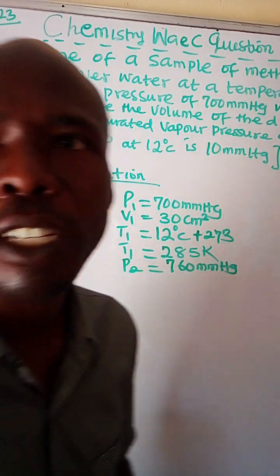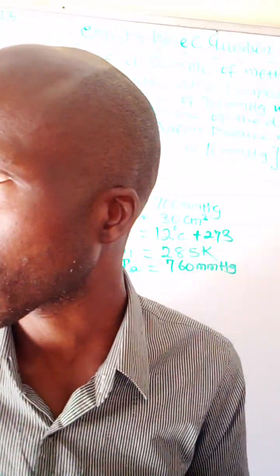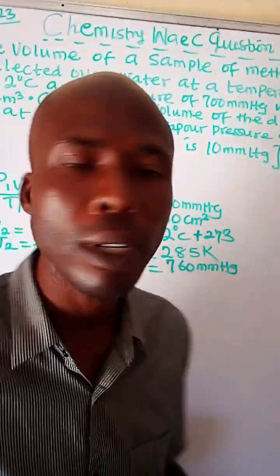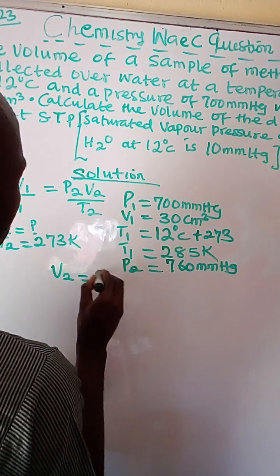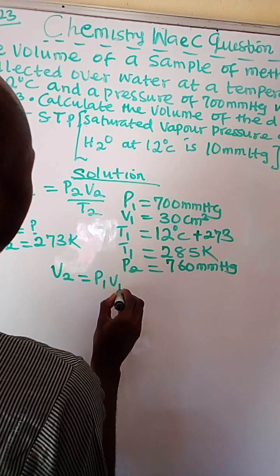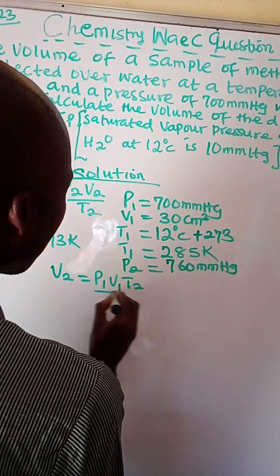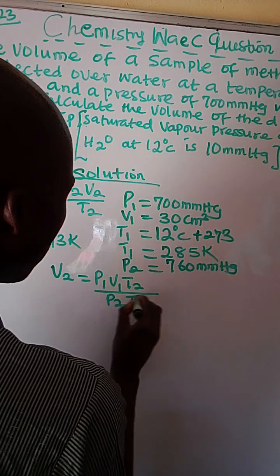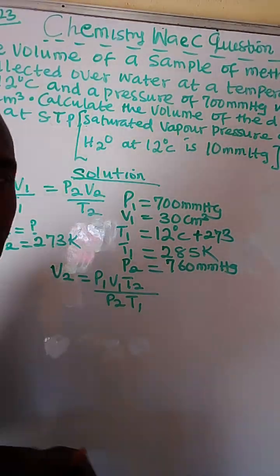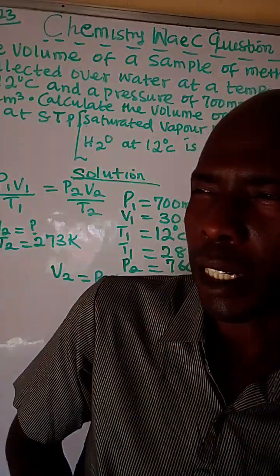So to calculate V2, we make V2 the subject of the formula. And how do we do that? We have V2 now will be equal to P1 V1 T2 over P2 T1. So we can substitute our values in the formula.